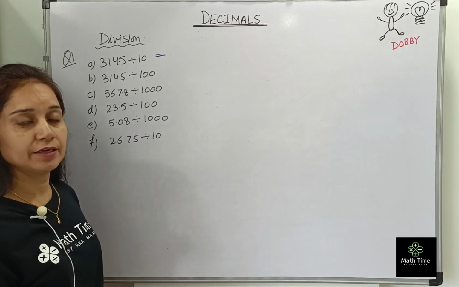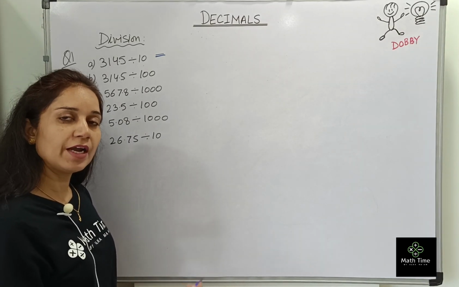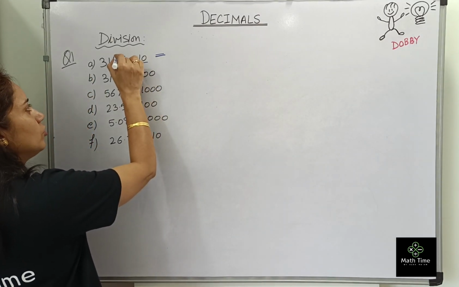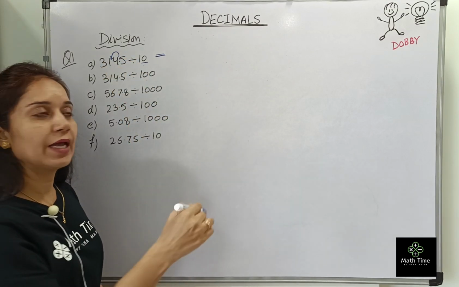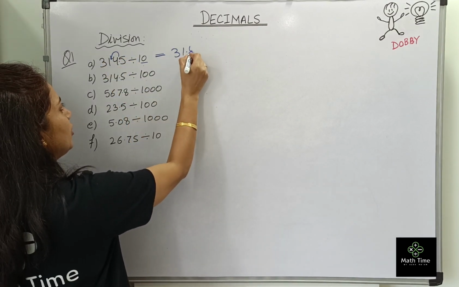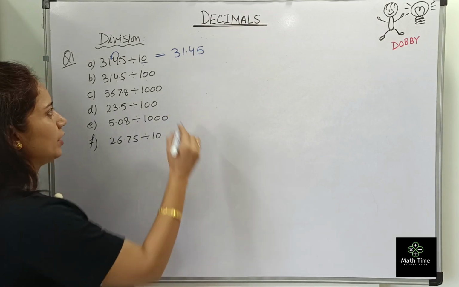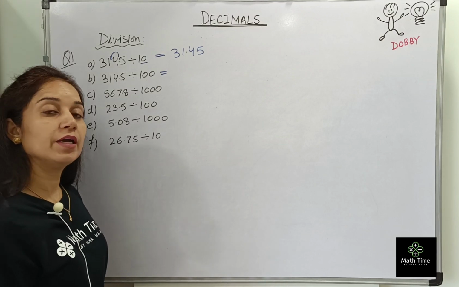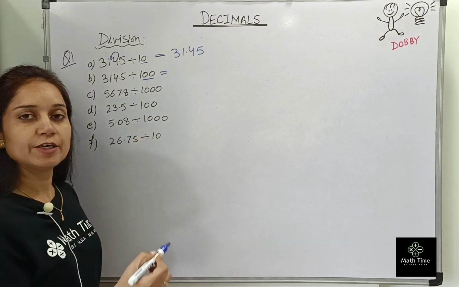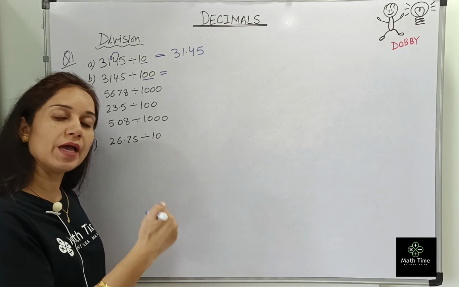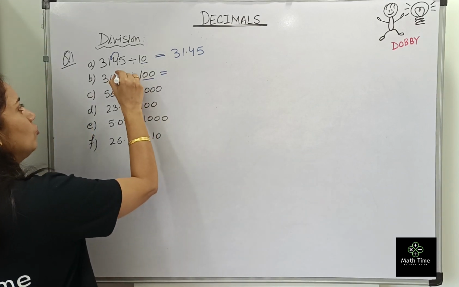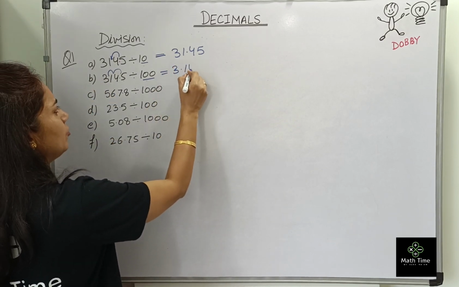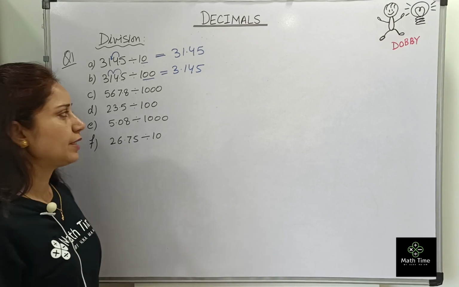314.5 divided by 10. Division gives us a smaller answer, so the decimal will shift back. Dividing by 10, the decimal will go one step back. It becomes 31.45. Okay, now 314.5 divided by 100. 2 zeros, that means the decimal will shift 2 steps back towards the left side. 1, 2. The decimal came after 3, 3.145.